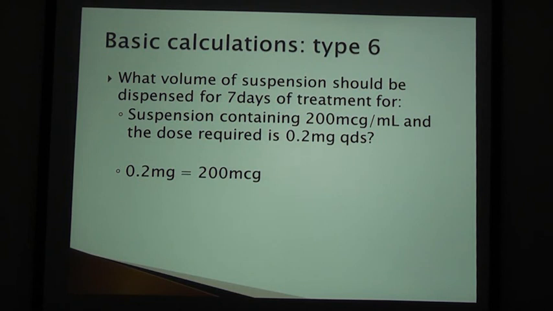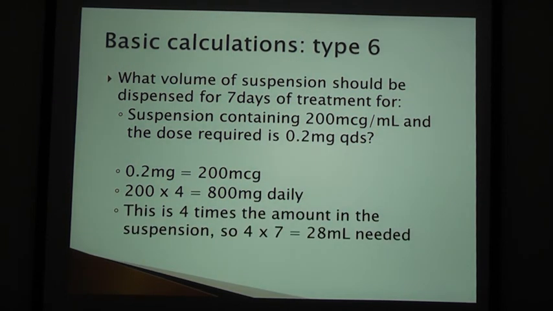It makes sense to go to micrograms because then you're not working with decimal numbers, and you can see the ratios quite quickly. So 0.2 milligrams is 200 micrograms. 200 times 4 is 800 micrograms daily. This is 4 times the amount in the suspension, so 4 sevens are 28. And that's 28 mils.